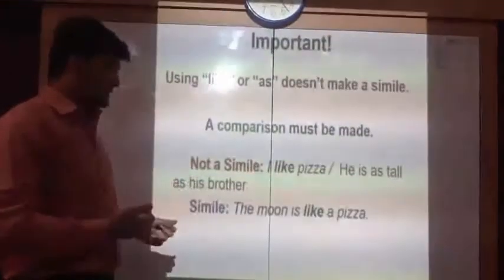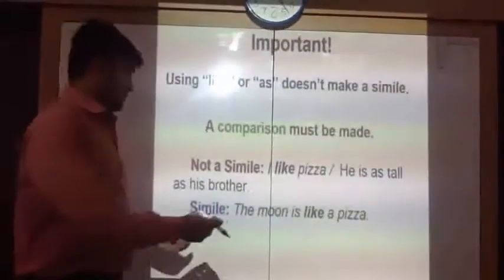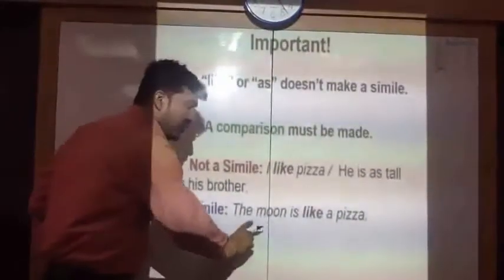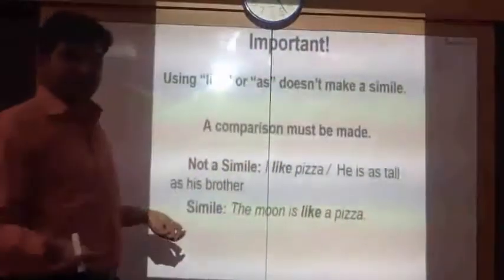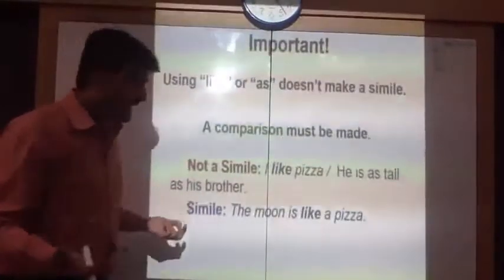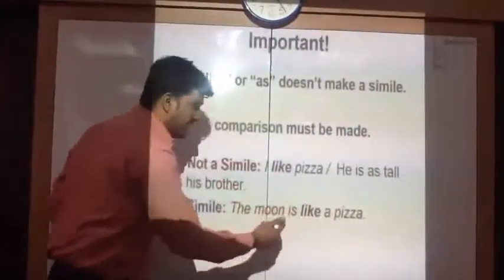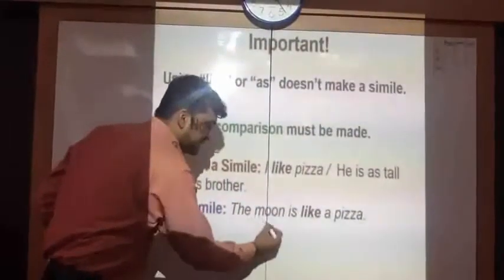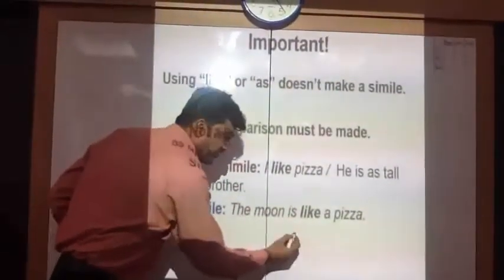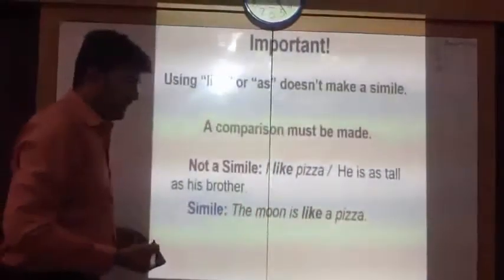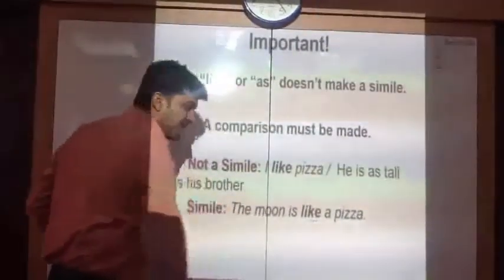Check this. So what is simile? The simile comparison example is here. The moon is like a pizza. What is getting compared? The moon and pizza. There is a direct comparison between moon and pizza, with the help of what? Like. Clear, everyone?